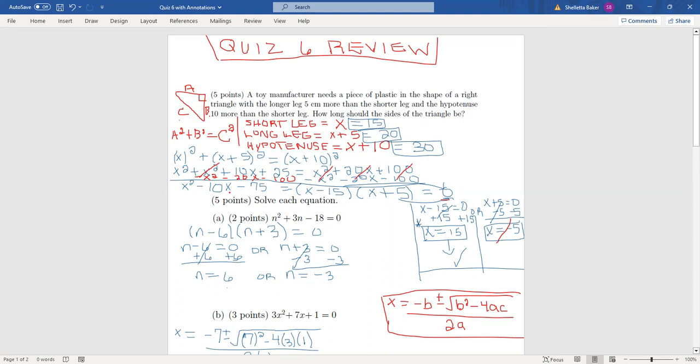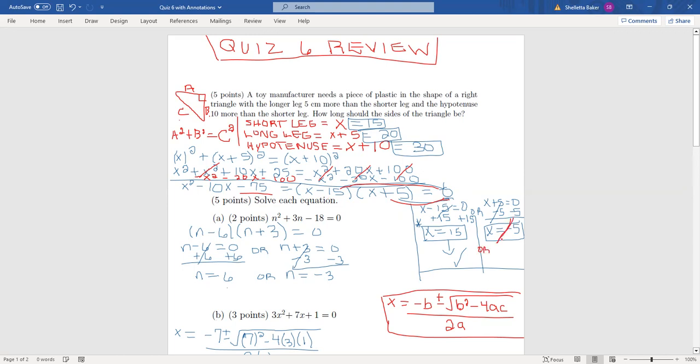This trinomial, we factor by finding two numbers that multiply together to give us negative 75, but when we add them, we get negative 10, and that's 15 and 5. Minus 15 and positive 5 we use to factor. And then we set each of these factors equal to 0 and solve the equation. So x minus 15 equals 0, or x plus 5 equals 0. And we'll get x equals 15 or x equals negative 5.